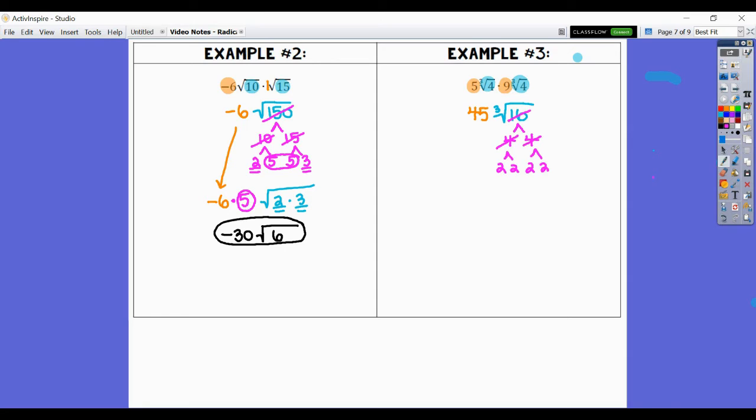Cancel out everything you simplified. Circle 3 of a kind because of the index of 3 here on my radical. It tells me I need 3 of a kind instead of pairs. That leaves me the solo 2 inside. Outside will multiply 45 with the 2 I took out. Left inside underneath my radical is the solo 2. 45 times 2 is 90 outside. Cube root 2 as our final answer.